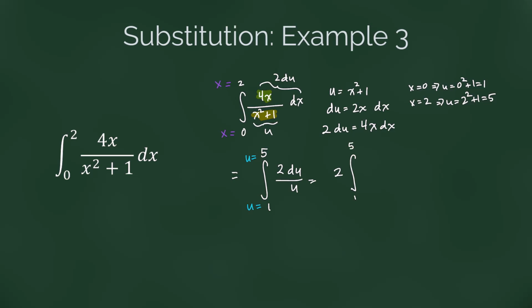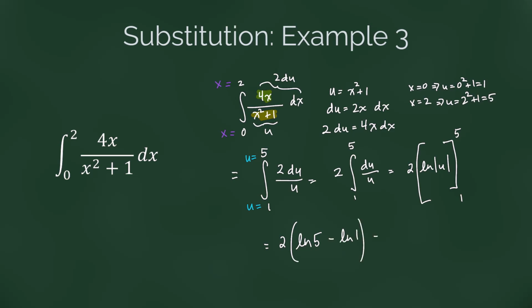We'll move our constant to the outside, so we have 2 times the integral from 1 to 5 of du over u, which we know the antiderivative of is the natural log of the absolute value of u from 1 to 5. Because we made that switch, we do not rewrite u in terms of x. Our limits now specifically belong to u, so we end up with 2 times the natural log of 5 minus the natural log of 1. But we know the natural log of 1 is equal to 0, so we just get 2 times the natural log of 5.